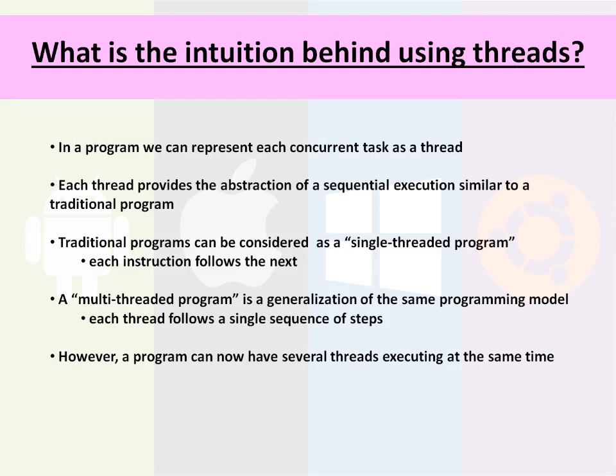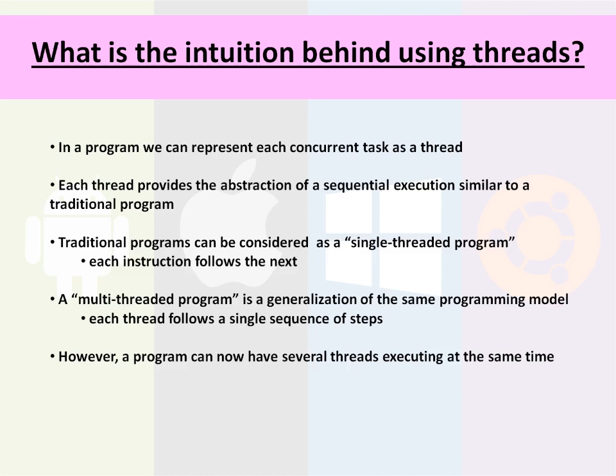So we have a sense that threads are very similar to multiple processes, but what is the intuition behind using threads? Well, in a program, we can represent each concurrent task as a thread, and each of these threads provides that abstraction of a sequential execution similar to a traditional program. So just like I was alluding to before, traditional programs can be considered as just single-threaded programs, right? A program with 1 thread.